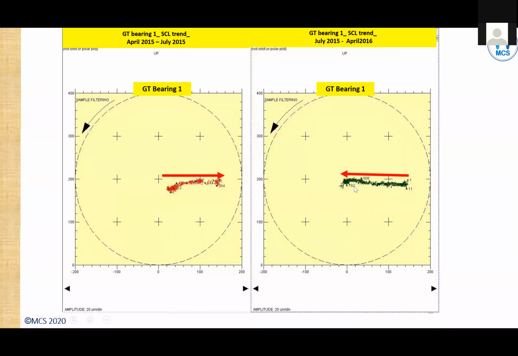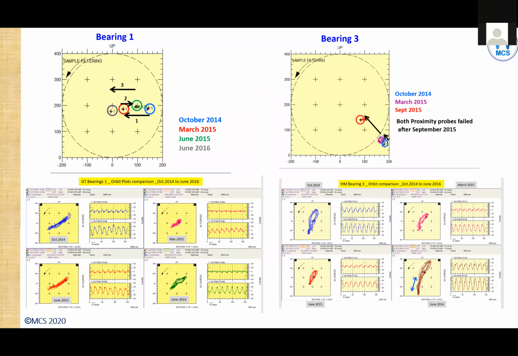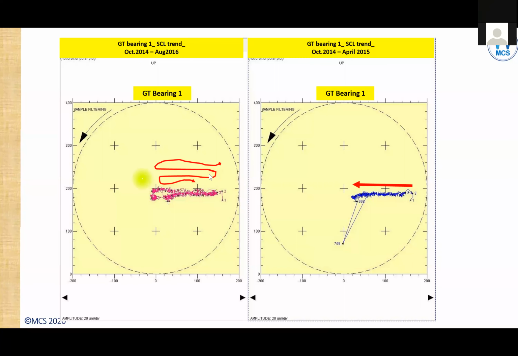Then from April 2015 to July 2015, within these few months, it started from the center and came towards the right side. And then from July 2015 to August 2016, it was going back again. So this is how the shaft center line was migrating, moving to and fro like this. This is bearing 1. In order to explain this clearly, I have given you 3 different plots, the same one broken into 3 different plots. So this is how it is.